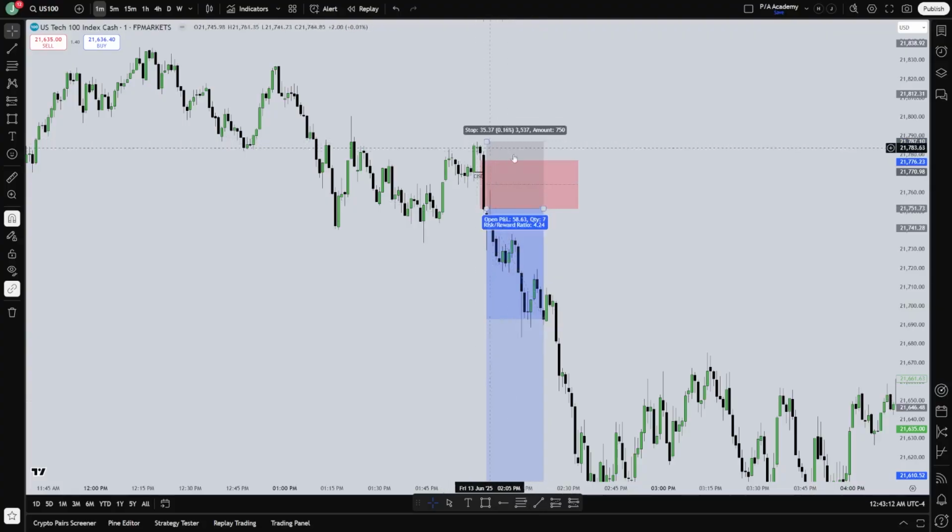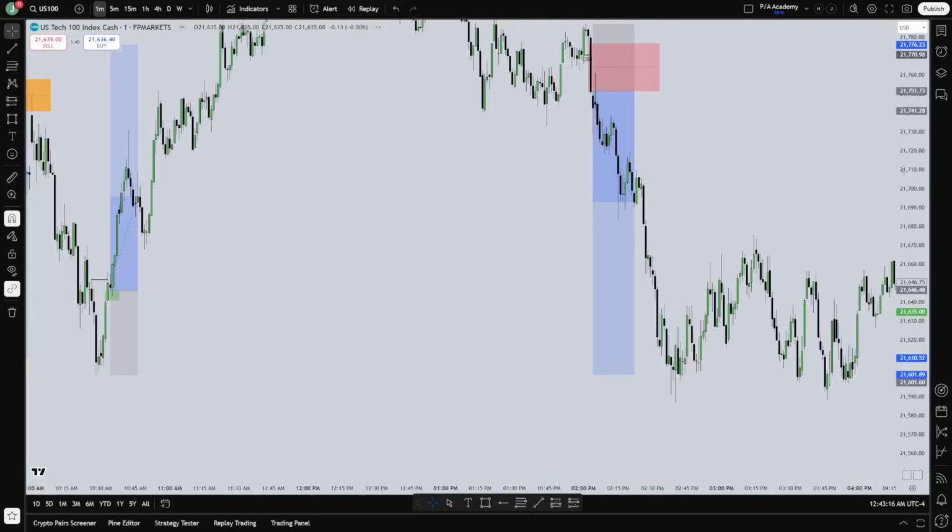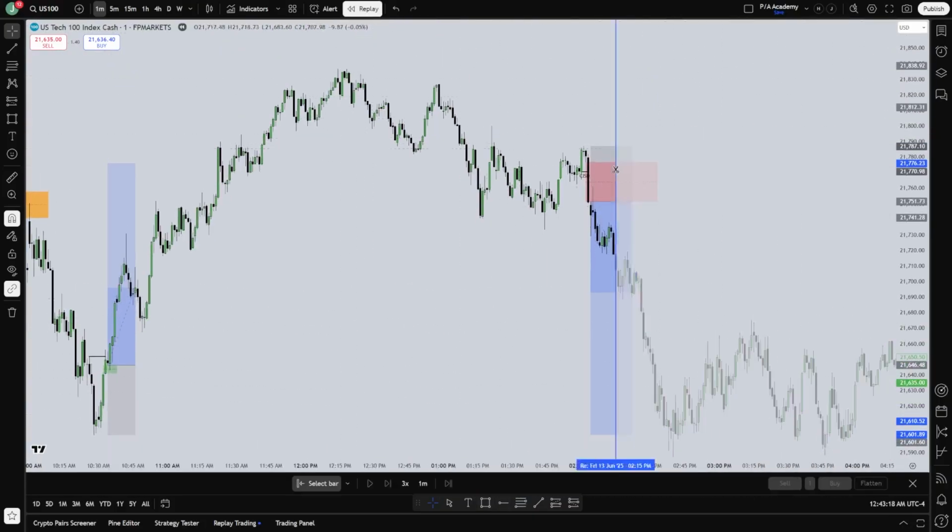I'll tell you guys why I put my stop here and where I would trail my stop loss and my take profits. So I'll literally put back price here.